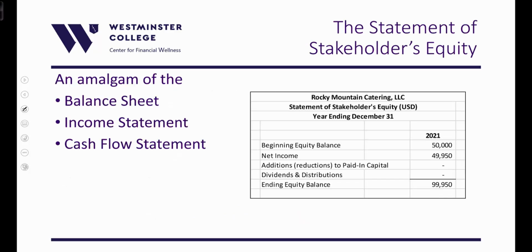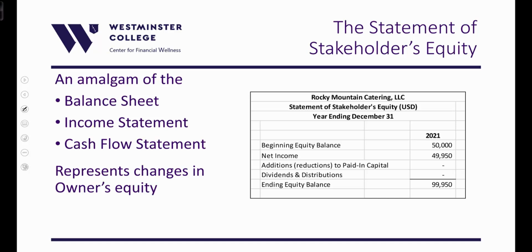So the Statement of Stakeholder Equity is actually relatively simple. It's a combination of elements from the balance sheet, the income statement, and the cash flow statement. It represents changes in owner's equity. So we get to see the change in equity value for the company's stakeholders. If the company's done well, their equity value should have gone up. If the company's done poorly, their equity value should have gone down.